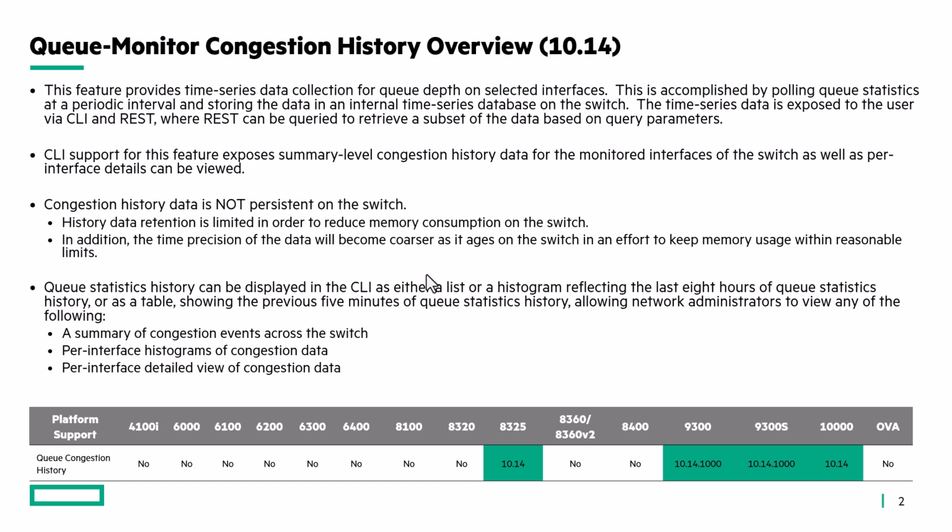The queue statistic history can be displayed in the CLI as either a list or a histogram reflecting the last 8 hours of queue statistics, or as a table showing the previous 5 minutes of the queue statistics. That allows administrators to view any of the following features. First, a summary of congestion events across the switch, per interface histograms of that congestion data, and per interface detailed view of the congested data.